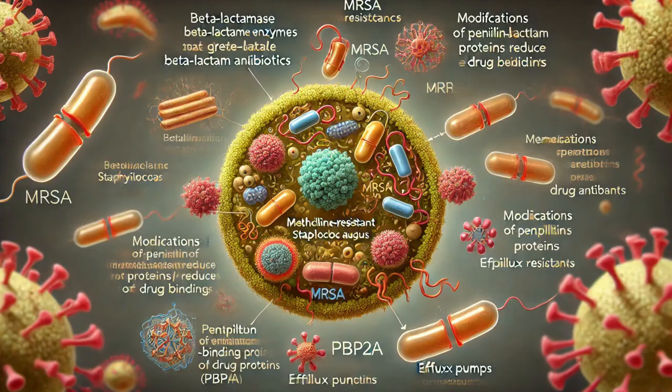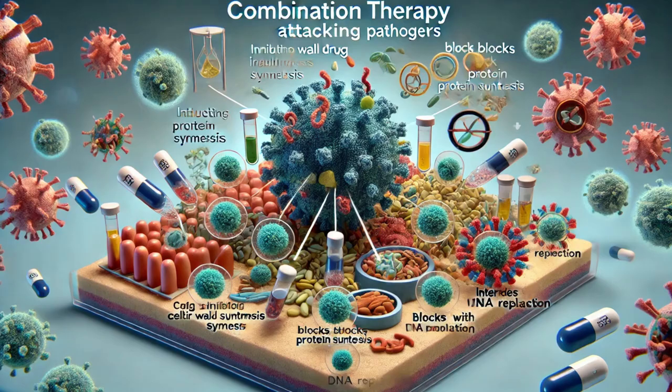One notorious example is methicillin-resistant Staphylococcus aureus, MRSA. This bacterium has acquired resistance to many antibiotics, including methicillin. MRSA's resistance mechanisms include altering target sites, producing enzymes that degrade antibiotics, and efflux pumps that expel drugs from the cell. Combating such resistant strains requires novel approaches and continuous research.